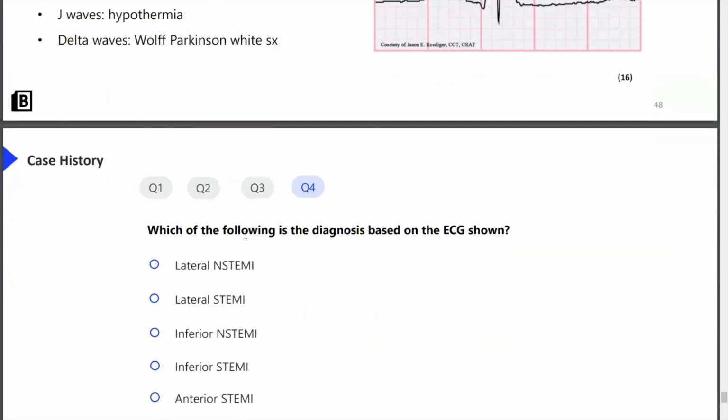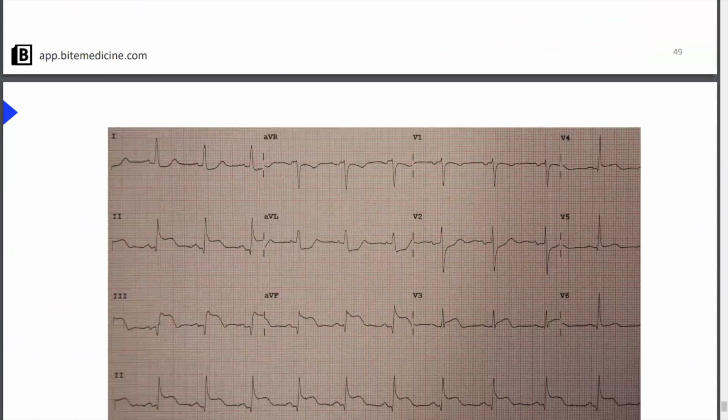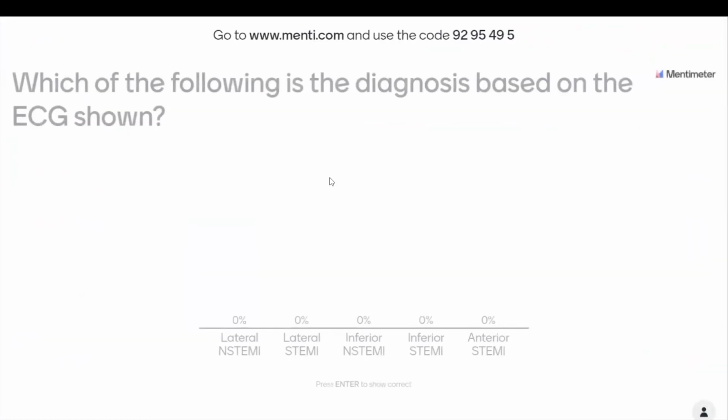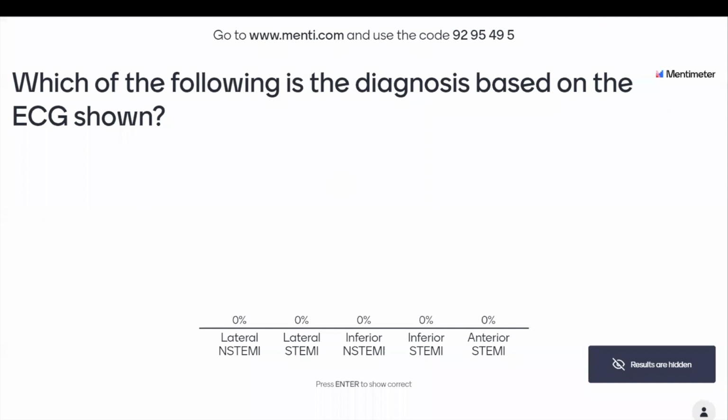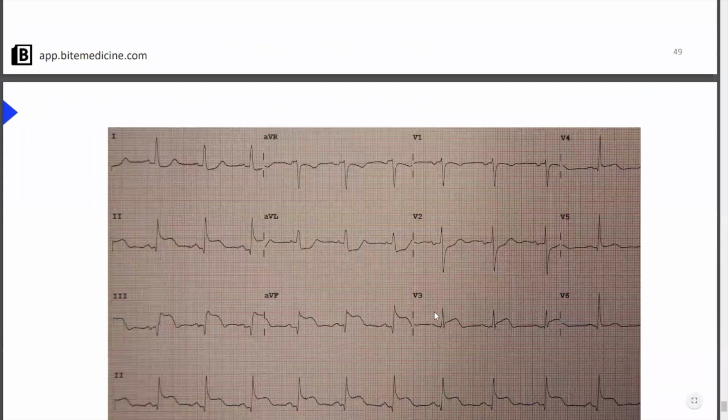Okay, which of the following is a diagnosis based on the ECG shown? Okay, let's go over to the next question. Final 2 or 3 slides, I promise, and then we're done. So what's the diagnosis based on this ECG?